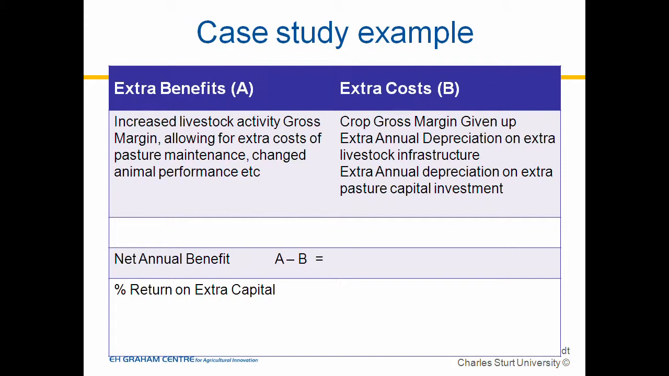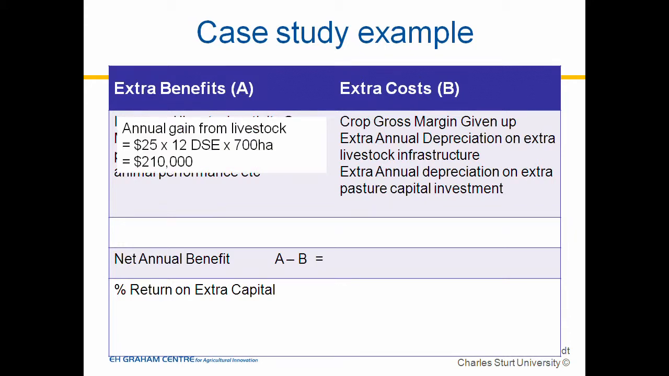So, look, we'll just run through the exercise. It's meant to be fairly simple, and all the information that you required was on that front page. So, the first thing we're looking for is the extra benefits. And so, what's the annual gain? What's the extra annual gain? The gross margin from the livestock we're running.